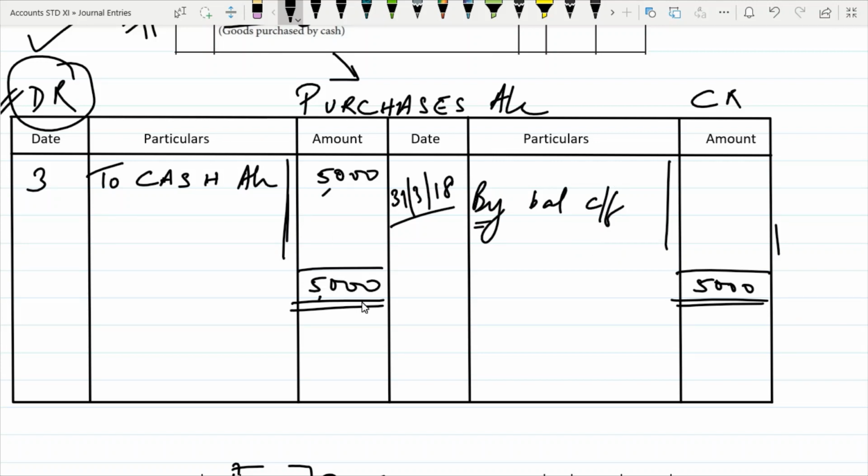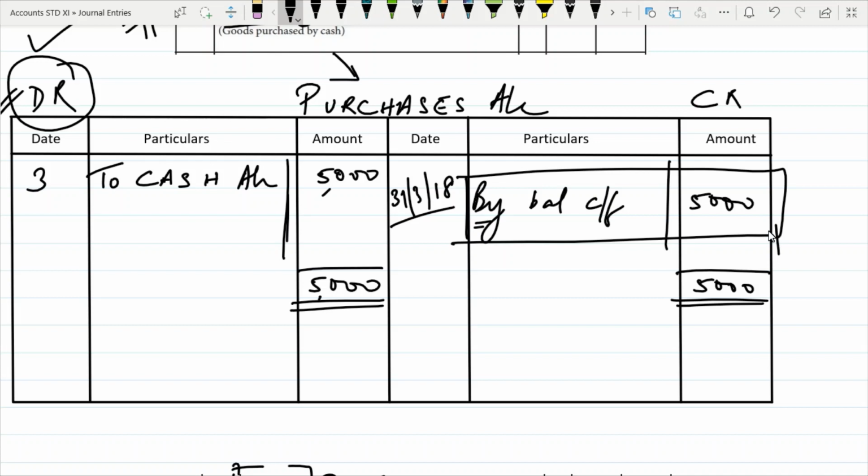So now, how much is required to tally it to 5,000? We require to put another 5,000 here. So this is how we are tallying both sides. This is called the balance carried forward. Now this is not the end of it. The most important part is here. Balance carried forward has to come as, this is the closing balance.